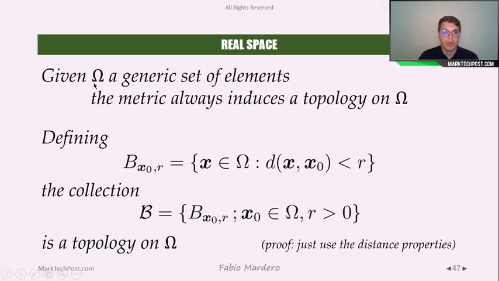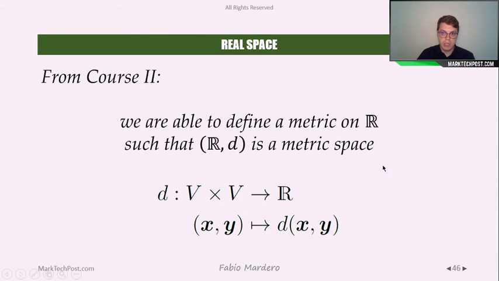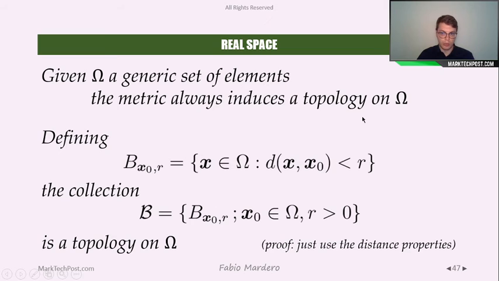Again, given omega, a generic set of elements, the metric always induces a topology on omega. We will not prove this concept, but how can we use the metric, and with this the metric space, to induce a topology on omega?